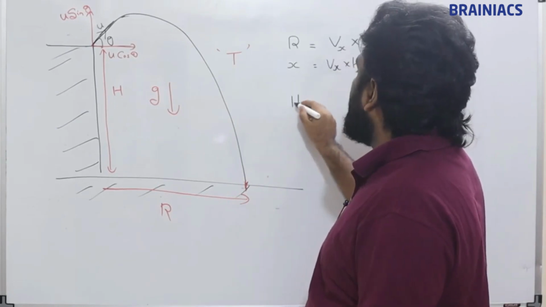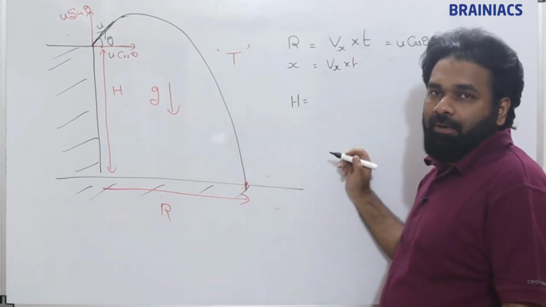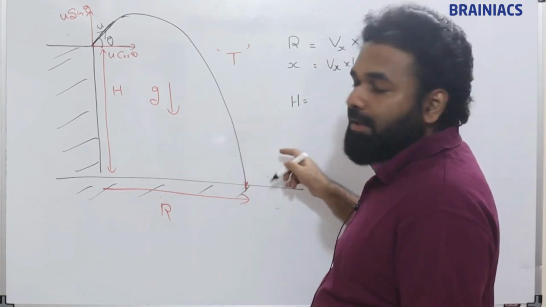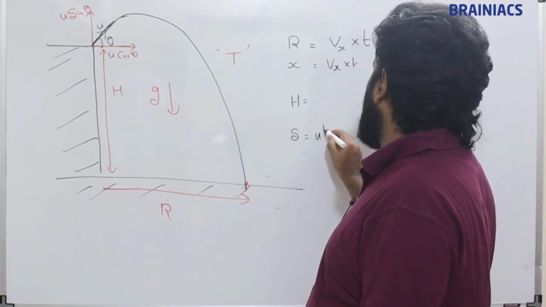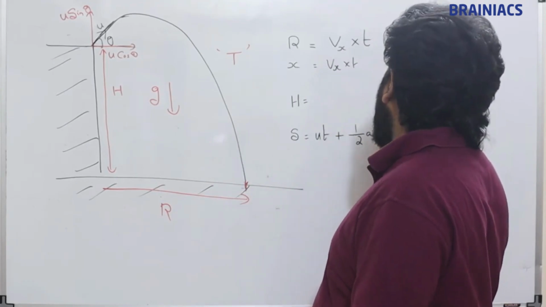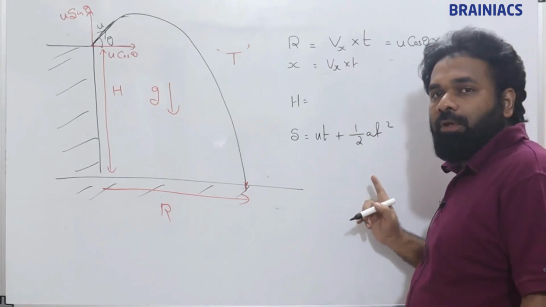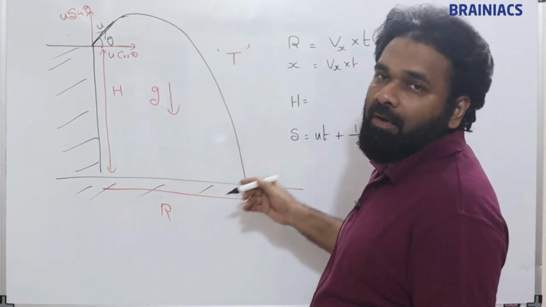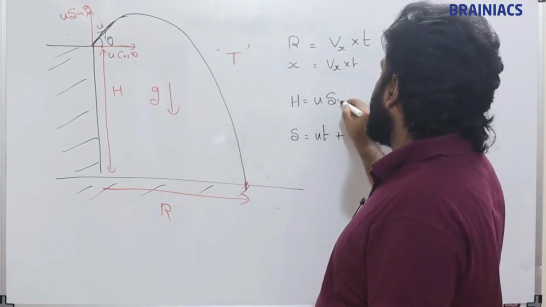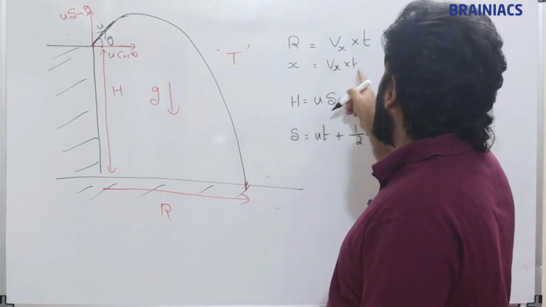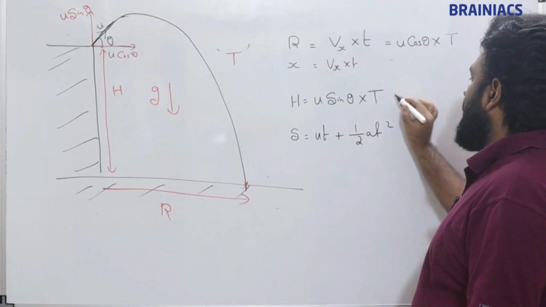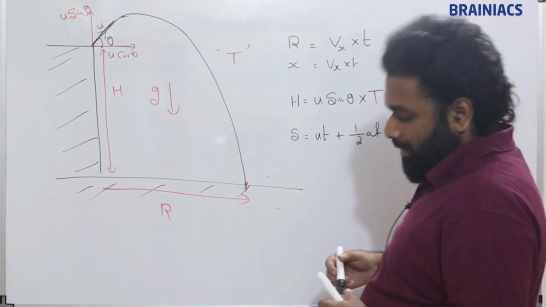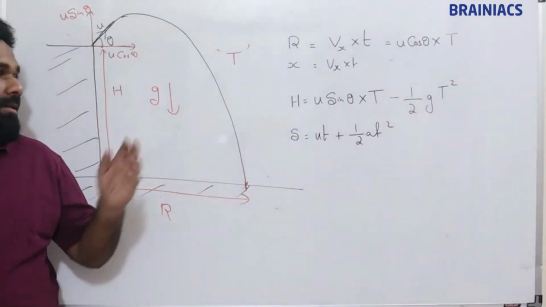Fine. If we need to find the height of the tower, since g is acting here, acceleration is there, we will have to use the formula s is equal to ut plus half at square. So what is the initial vertical velocity? u sin theta. So u sin theta into the time taken t, minus half g t square. Likewise we can find the height of the tower and the range.